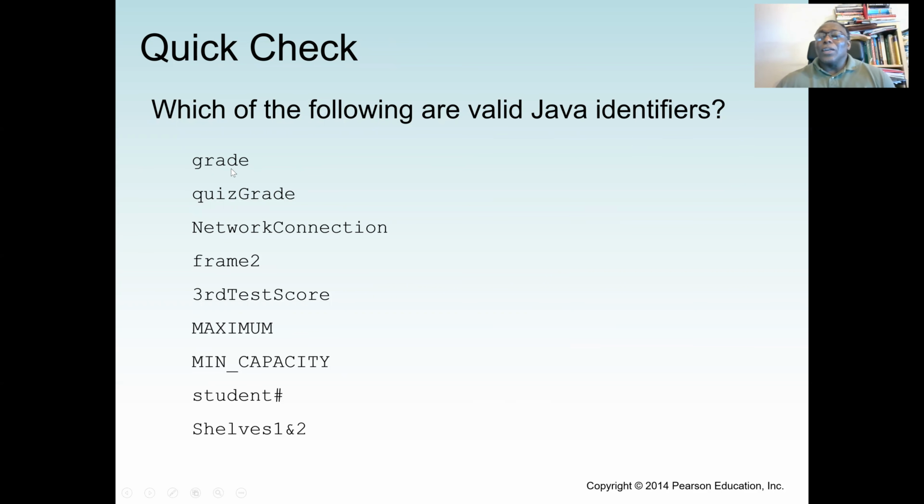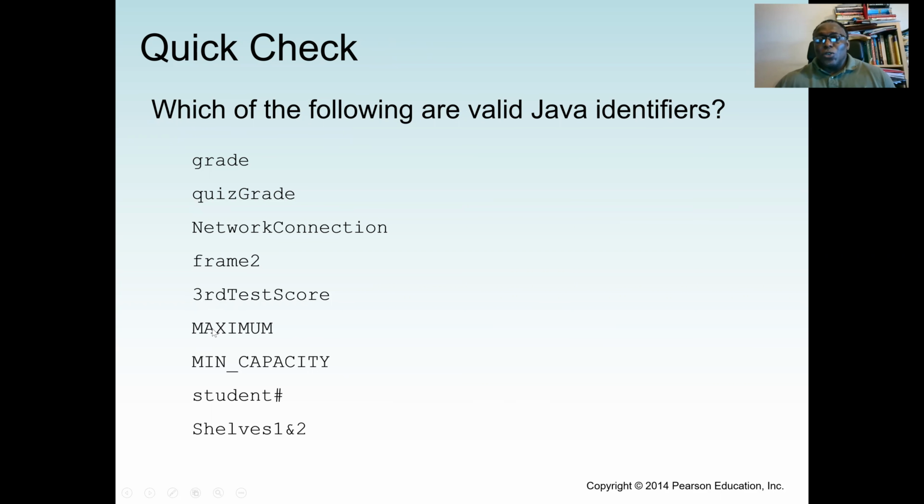Grade, I can name a grade. Quiz grade, this is also correct. Network connection, that's correct. Frame2, that means the requirement is correct. So we can name identifiers, but we can see the next one starts with a digit 3. This is incorrect because it starts with a digit.